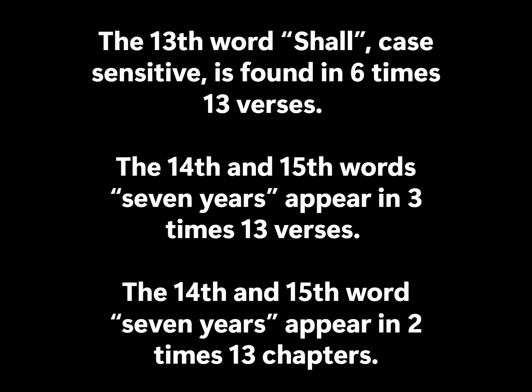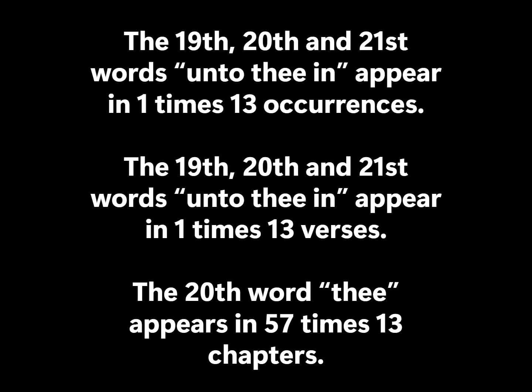The 14th and 15th words, 7 years, appear in 3 times 13 verses. The 14th and 15th words, 7 years, appear in 2 times 13 chapters. The 19th, 20th, and 21st words, unto thee in, appear in 1 times 13 occurrences. The 19th, 20th, and 21st words, unto thee in, appear in 1 times 13 verses. The 20th word, thee, appears in 57 times 13 chapters.